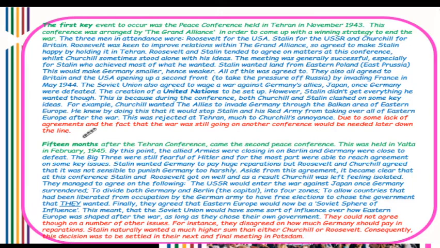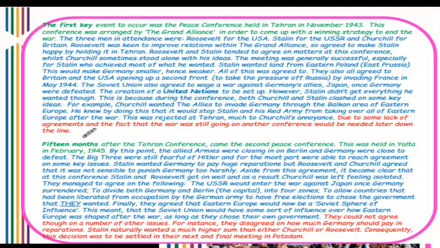So again, my blue bit is what's actually happened at Yalta. So I said, by this point, the Allied armies were closing in on Berlin and Germany was close to defeat. The Big Three were still fearful of Hitler and for the most part were able to reach agreement on key issues. Stalin wanted Germany to pay huge reparations, but Roosevelt and Churchill agreed that it was not sensible to push Germany too harshly. Aside from this agreement, it became clear that at this conference, Stalin and Roosevelt got on well, and as a result, Churchill was left feeling isolated.